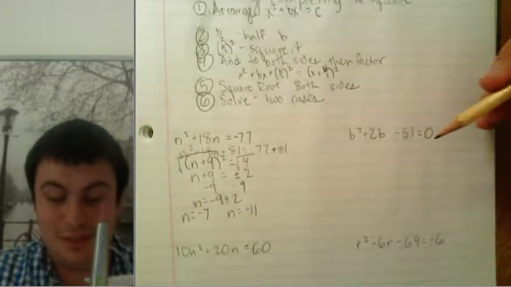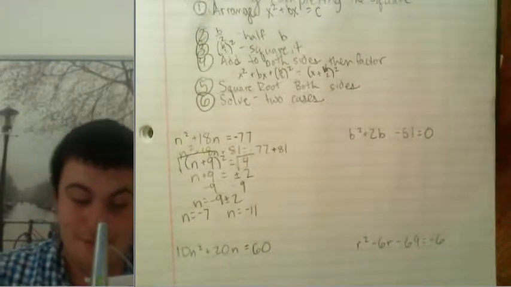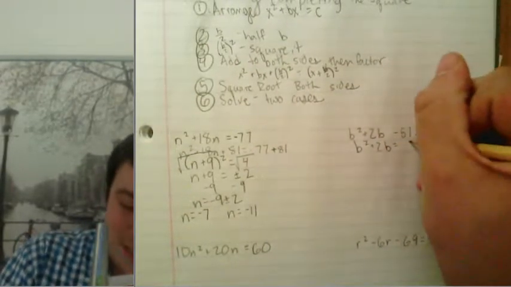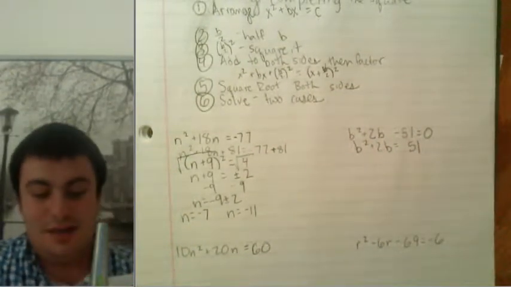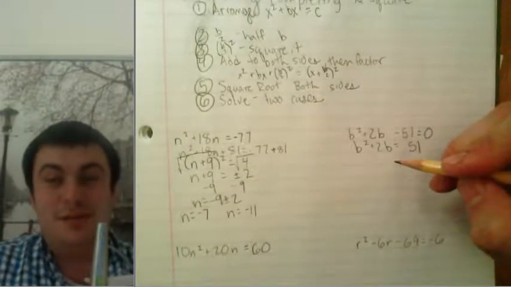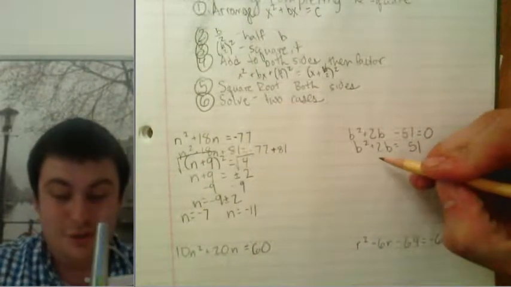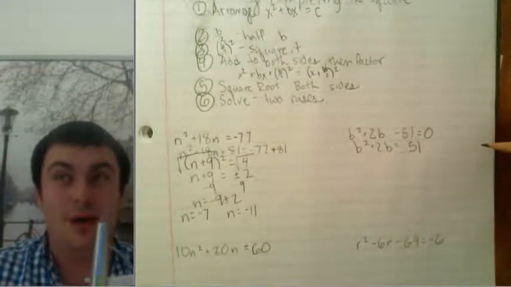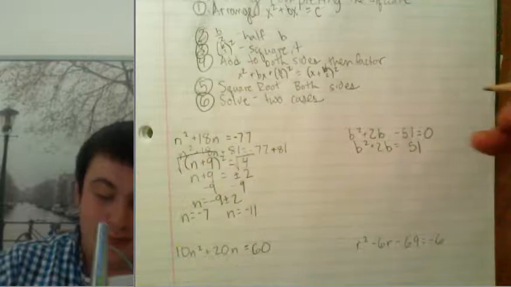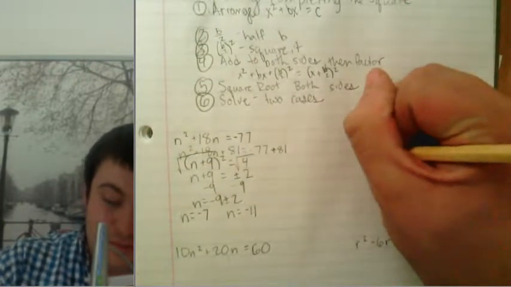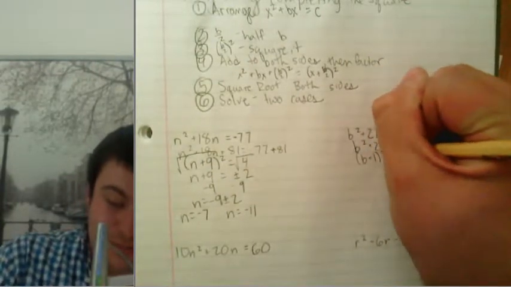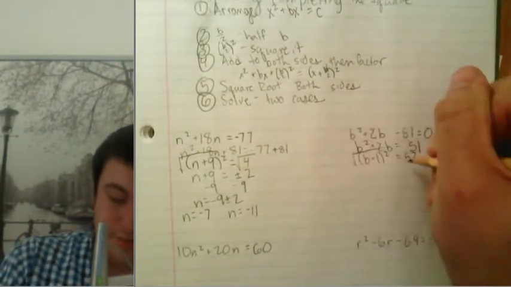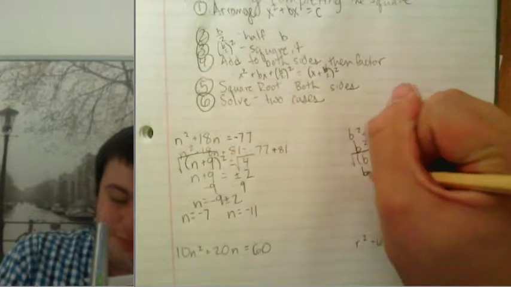We have b squared plus 2b minus 51 equals 0. We need to arrange this as b squared plus 2b equals a positive 51. So if we have b squared plus 2b, 2 is our b term, so we half that. Half of 2 is 1, squared is 1, so we add 1. So we're really going to have b plus 1 squared equals 52. Take the square root of both sides, and we have b plus 1.